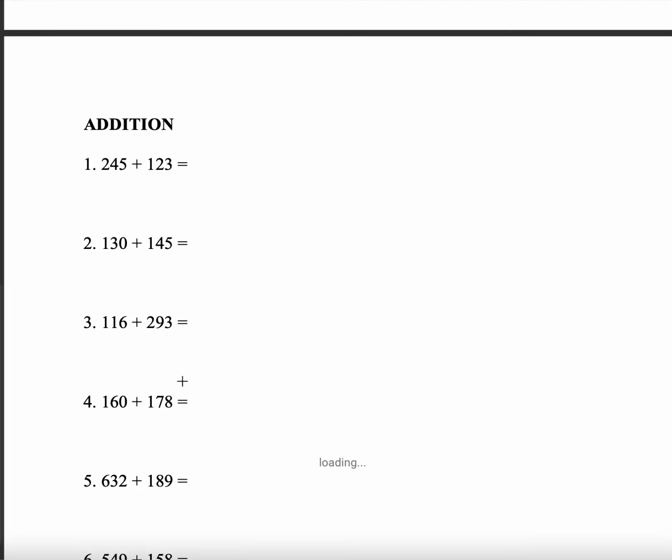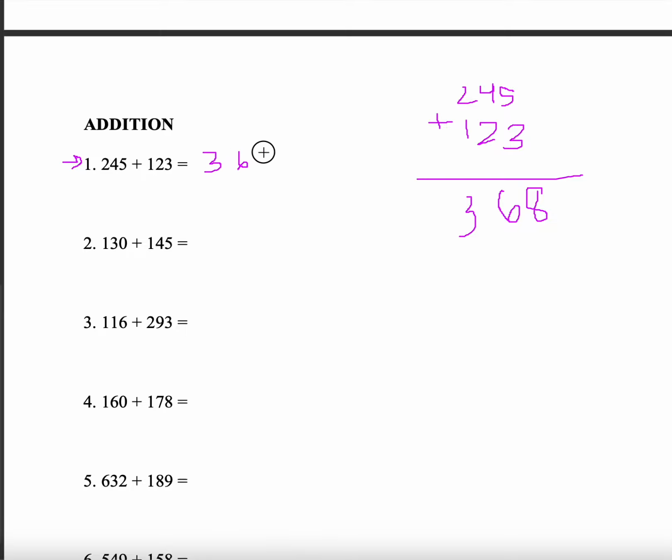On the next page, let's look at number 1. So number 1 is 245 plus 123. So we know that 5 plus 3 is 8, 4 plus 2 is 6, and 2 plus 1 is 3. So this would be 368.